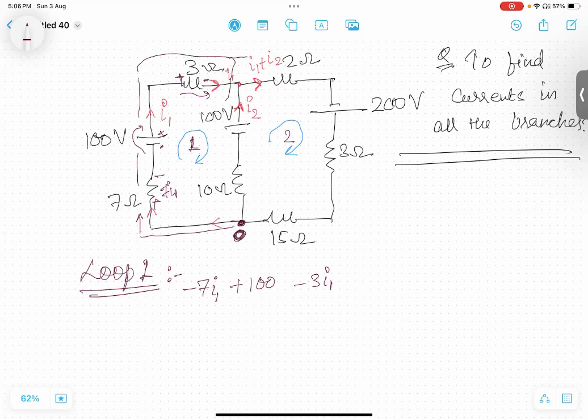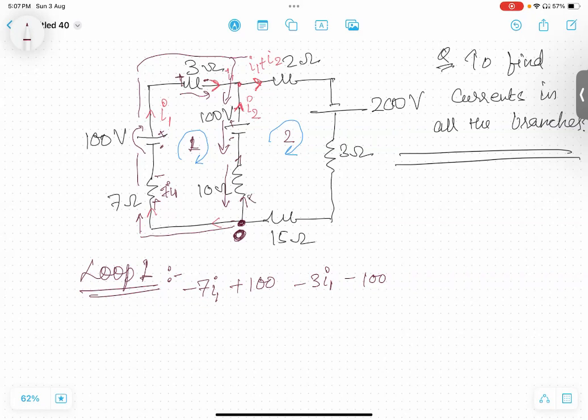I have to complete the loop. So I'm coming in this direction. I will cross this battery. I will see that this is plus, this is minus. So if I follow the loop direction, I'm going from plus to minus. So I will write that I lost some potential. So it will be 100, whatever is the potential difference across the battery. And I will move across this 10 ohm resistance and I will see in this 10 ohm resistance current I2 is going like this.